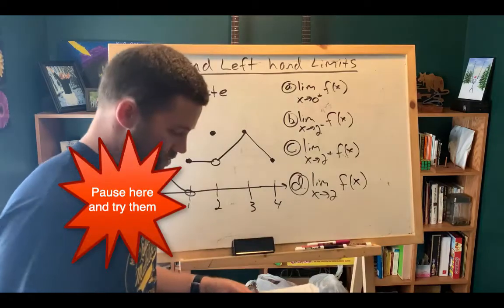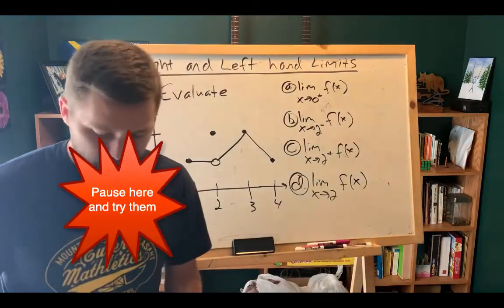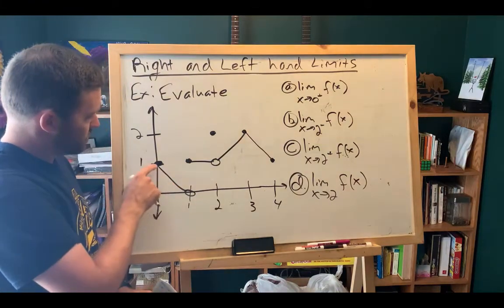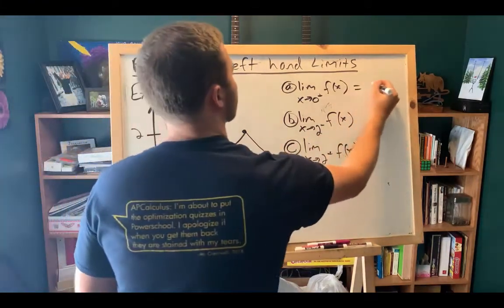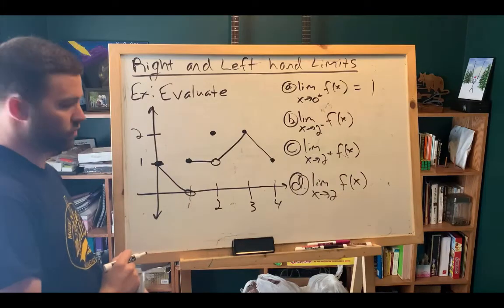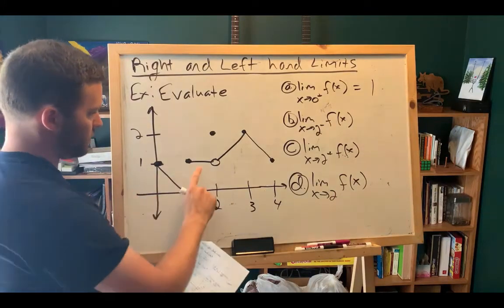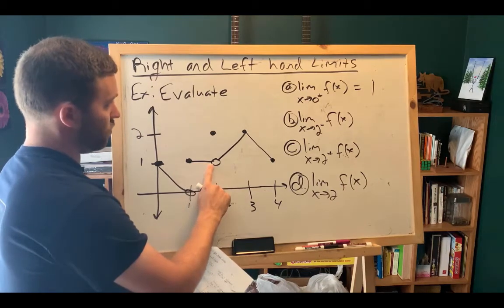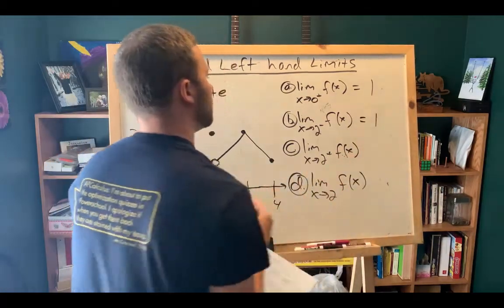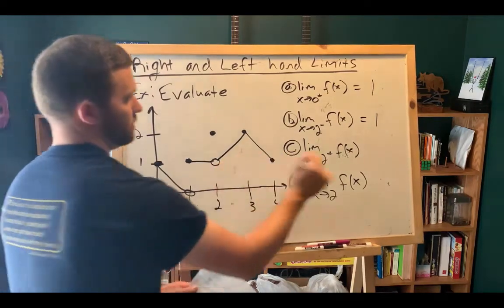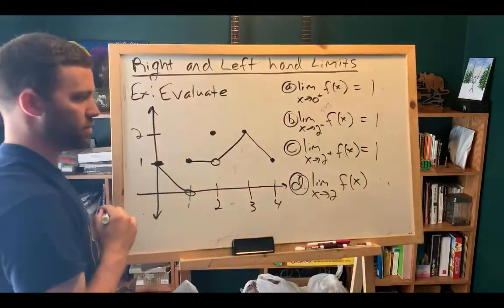All right, so we'll just run through all 4 of these real quick. Limit as x approaches 0 from the left, or from the right, excuse me. Coming up to here, that's 1. Limit as x approaches 2 from the left. As x approaches 2 from the left, we're going here, and we're going to get 1. Limit as x approaches 2 from the right. This side is going to approach 1.